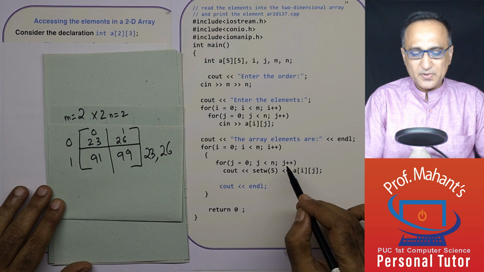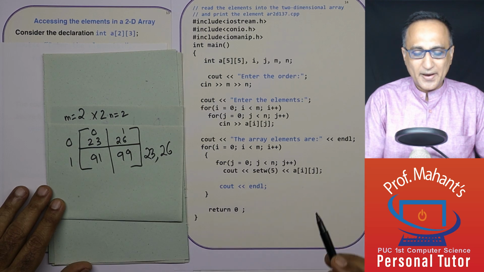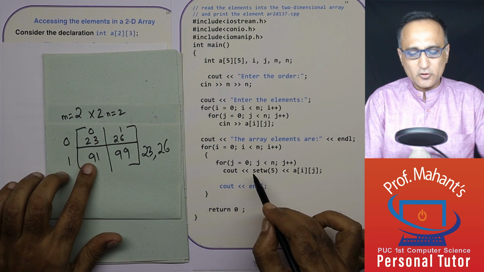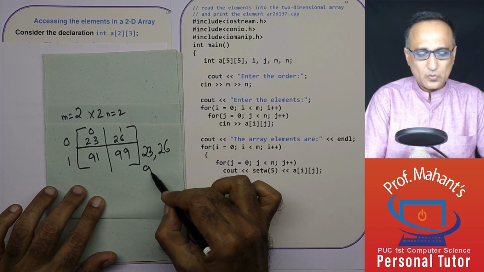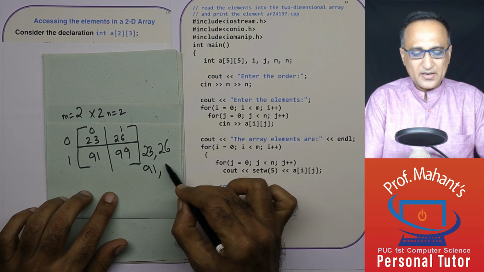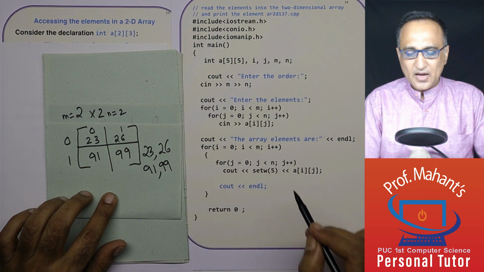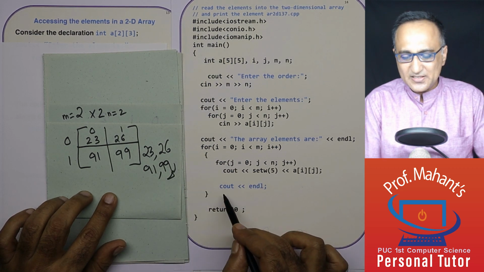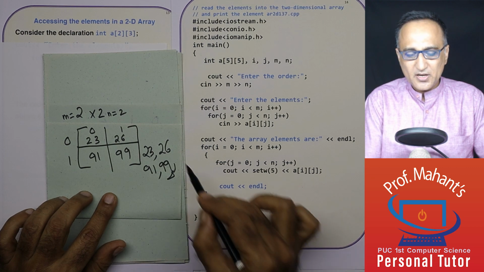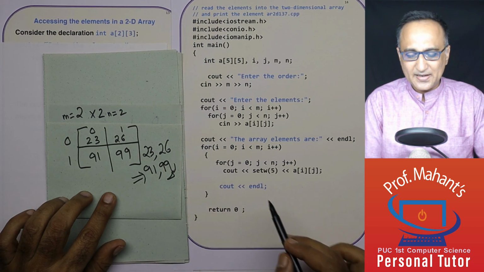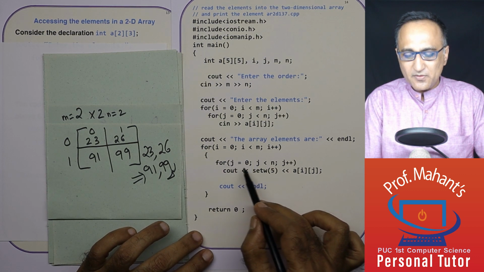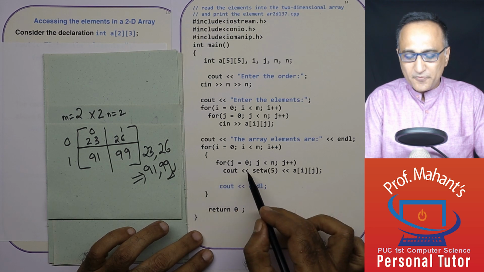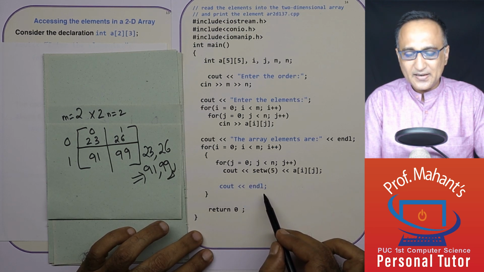j increases by 1, it becomes 2. 2 is not less than 2, I go back here. Now i comes to the next row. So first row 0th column, j is 0, is 91. j increases by 1, it becomes 99. After I have printed all of that, I am again going to the end of the line. Even after 26, this particular statement got executed, so that after 26 it went to the next line. As long as the for loop with the value j is true, only this statement is executed. The minute this for loop fails, I am going to hit this particular thing.